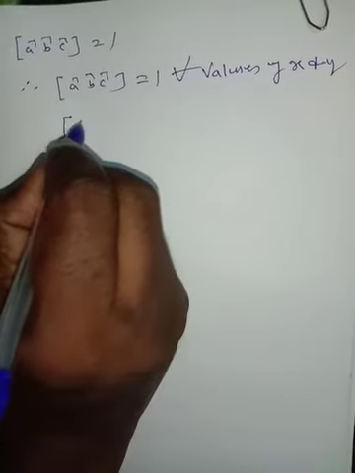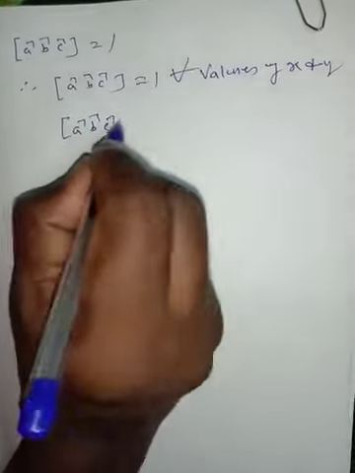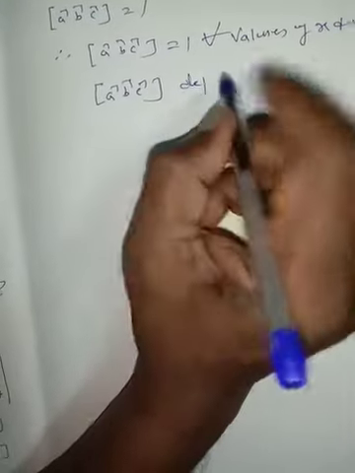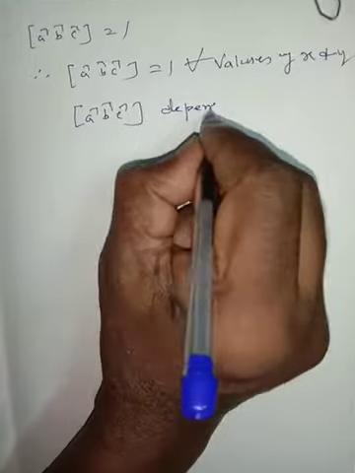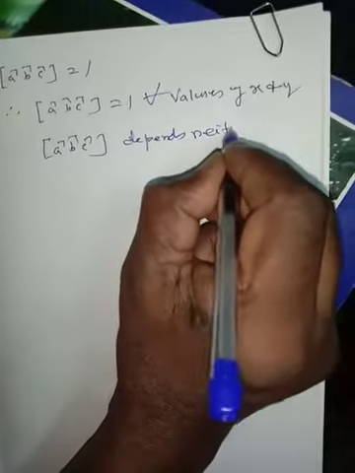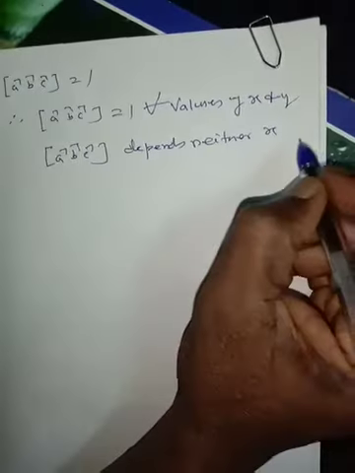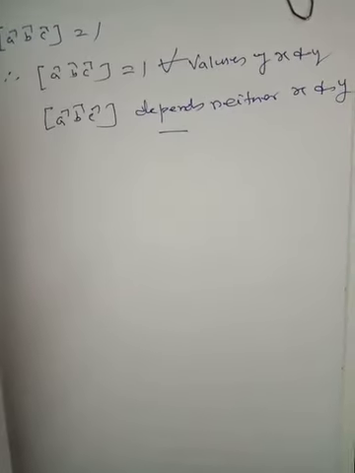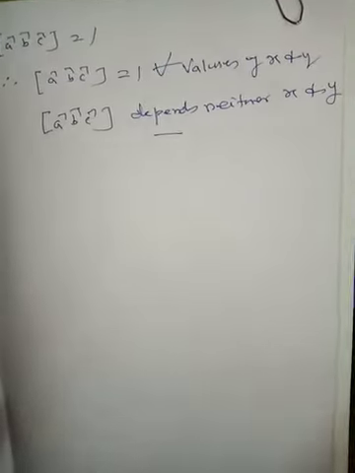Box product of A vector, B vector, C vector depends on, this means depends on neither x and y. Hence the result. Question number 9.